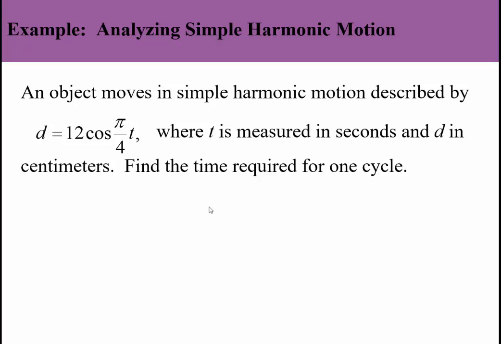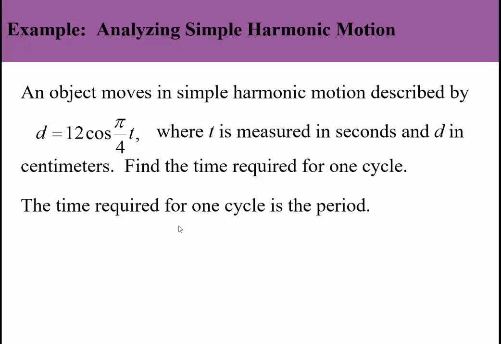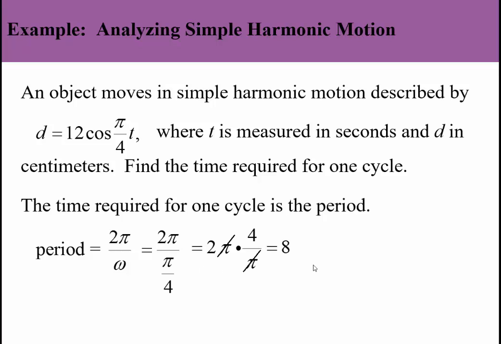All right, so finishing up here, it says find the time required for one cycle. So the time required for one cycle is the period. So we're going to say the period is 2 pi over W. Now we just found the frequency, so we could just go ahead and take the reciprocal of 1/8 and say it's 8. But they went ahead and showed you could take 2 pi over omega, and the relationship between the frequency and period, as you see.